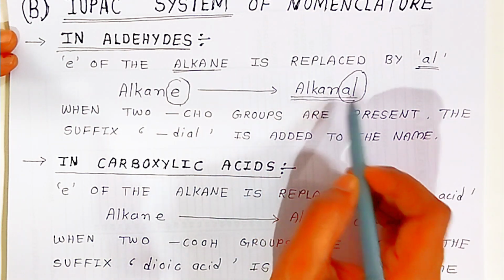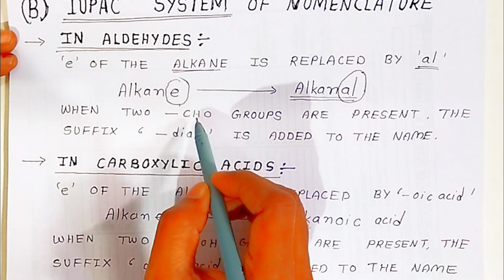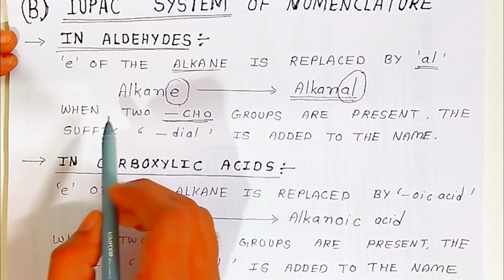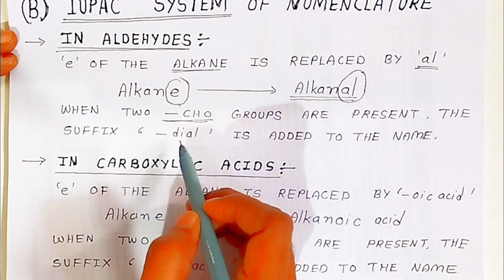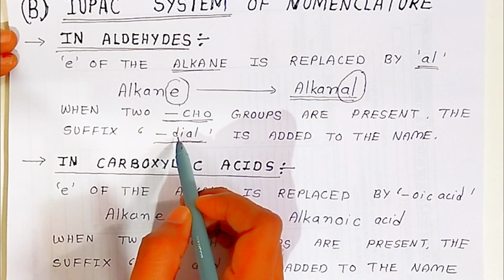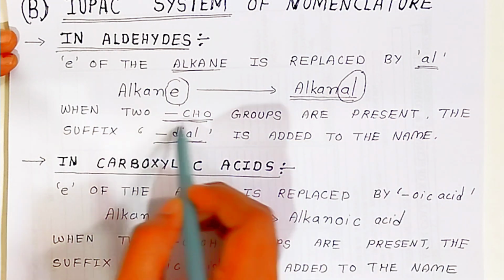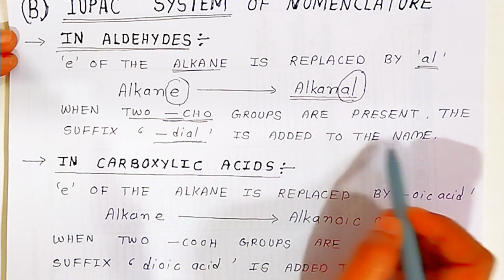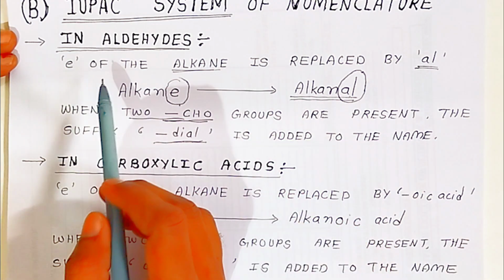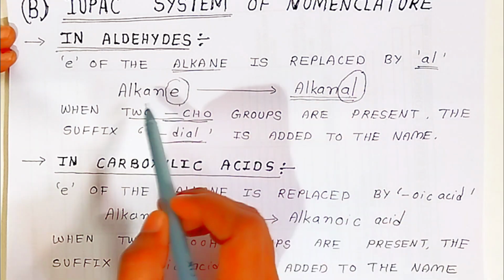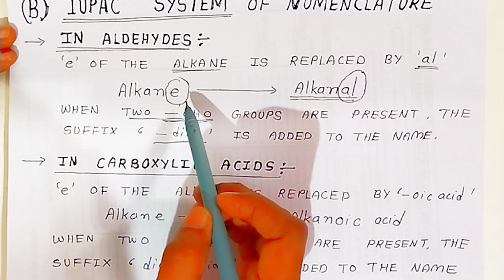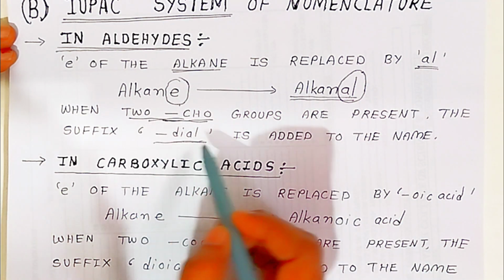Alkanal. If two aldehyde groups, CHO, are present in the molecule, the suffix instead of Al will be dial. Di means two, so two aldehyde groups are present, and dial is added to the name. Very simple. To name in the IUPAC system, the E of the alkane is replaced by Al, and we call it alkanal. If there are two aldehyde groups, we call it dial.